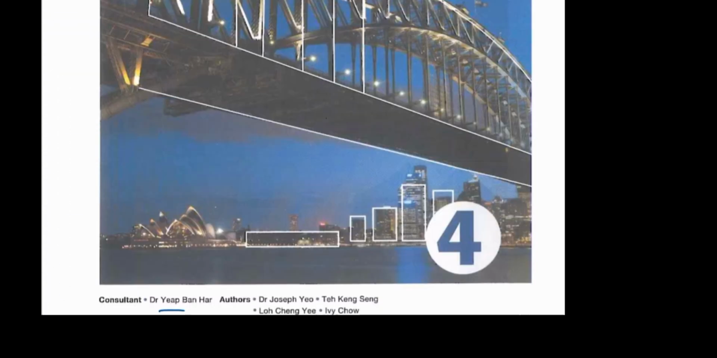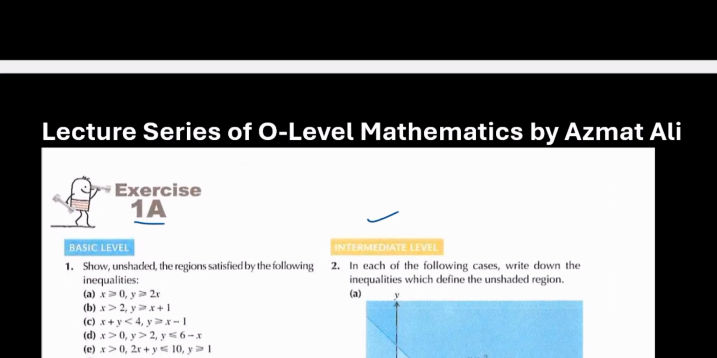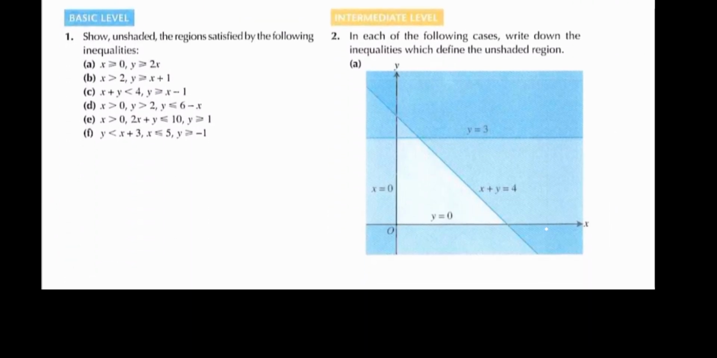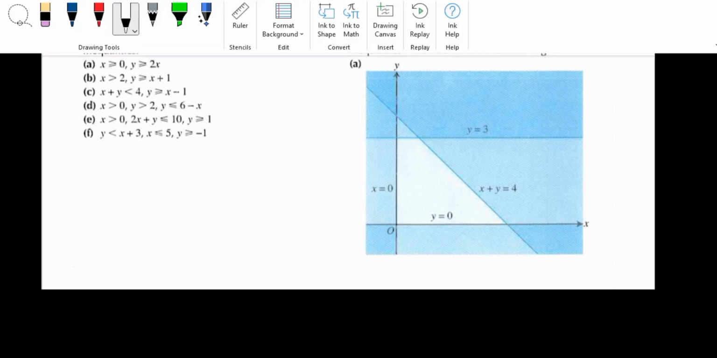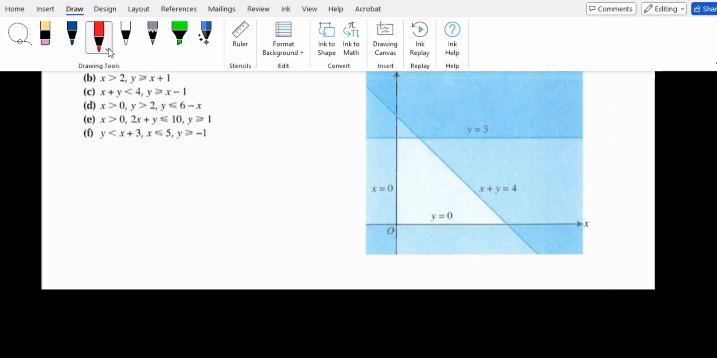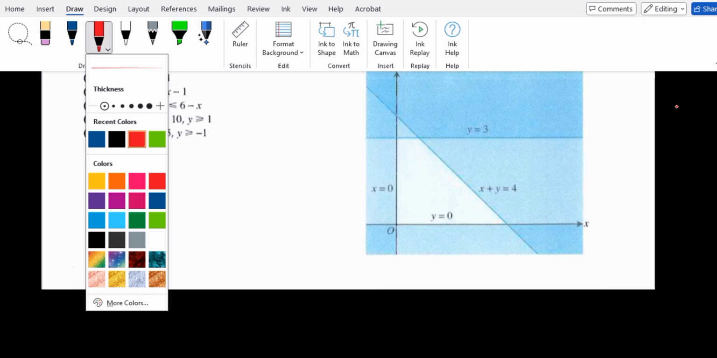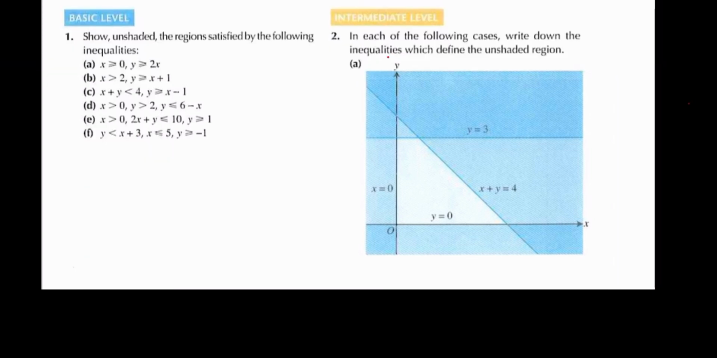So let us discuss question number 2 properly. In the question: in each of the following cases, write down the inequality which defines the unshaded region. We need to find the inequality for this unshaded region. Here, the unshaded region is this white area. The white area is the unshaded region here.